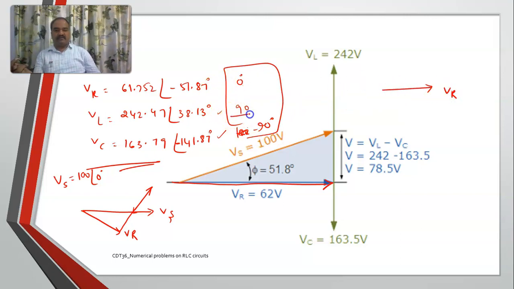From here, if I draw VL, this is my VL, because it is at 90 degrees, and again minus 90 means it must be in the bottom direction. So from this point I should draw a backward value. This is VC and this was VL. If I join the final value, then I'll be getting my VS. Understand? This is how we draw the phasor diagrams. Hope you have understood it.